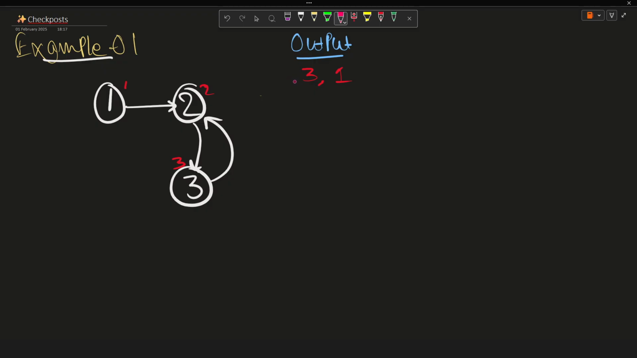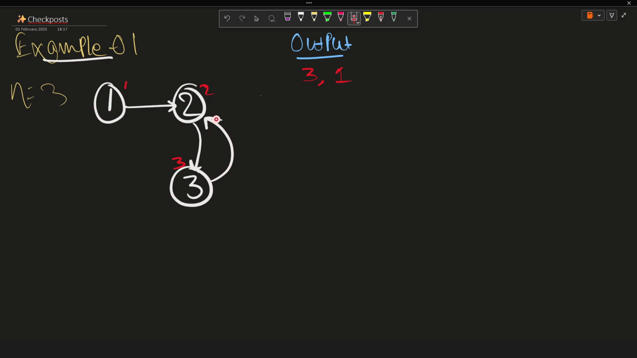This is the very first example given in the question, and for this example the expected output is 3 and 1. That is, the minimum total money needed to ensure the security of all junctions would be 3, and the number of ways in which we can do this is 1. So let's see how this output comes. As said in the problem statement, we want to secure all of these junctions. Here n is equal to 3, that is, we have 3 junctions. This is the first junction, this is the second junction, and this is the third junction.